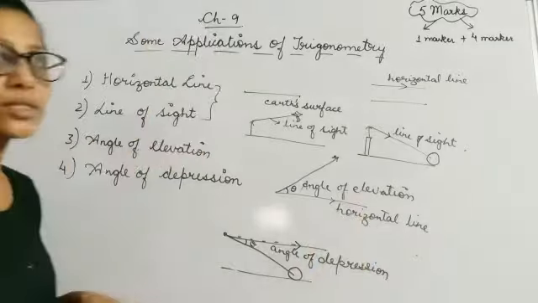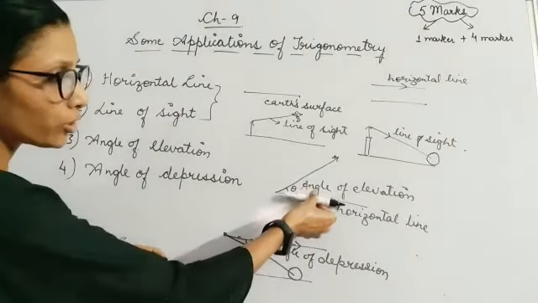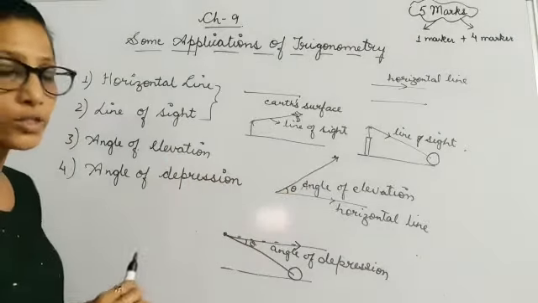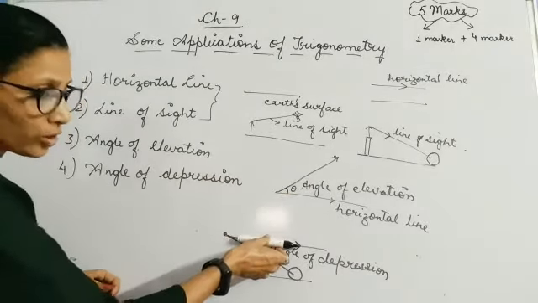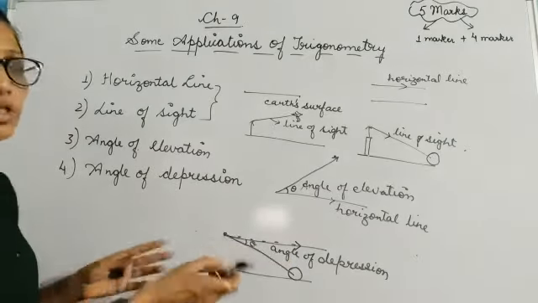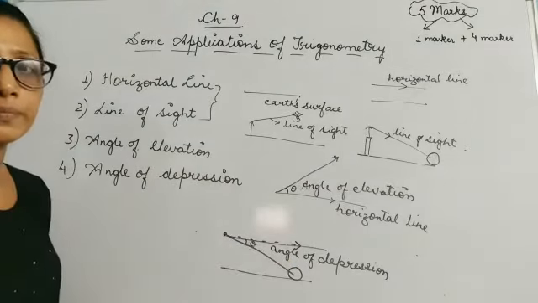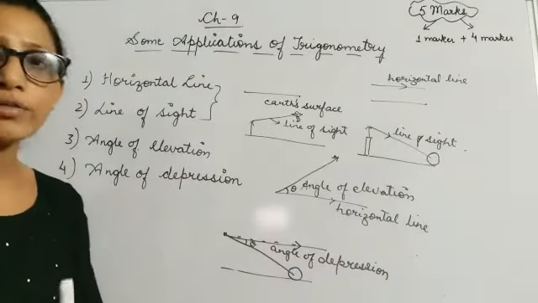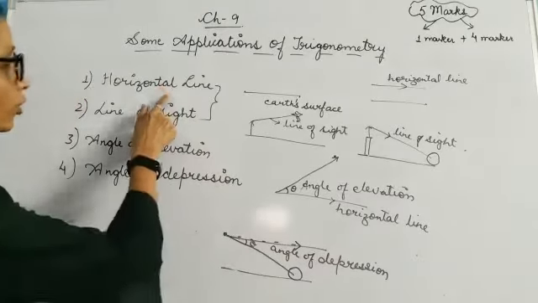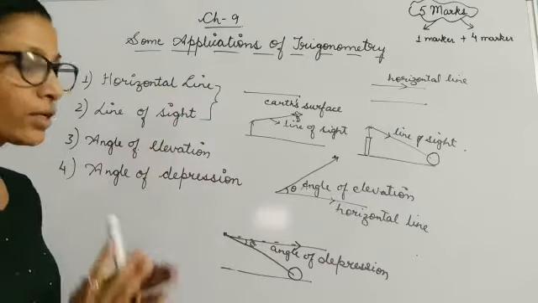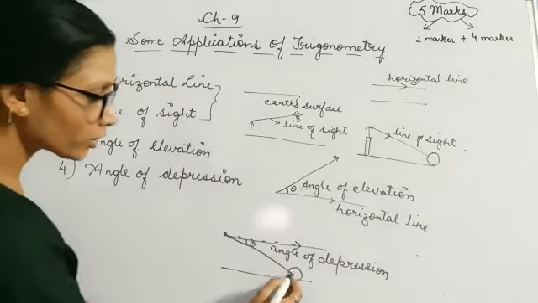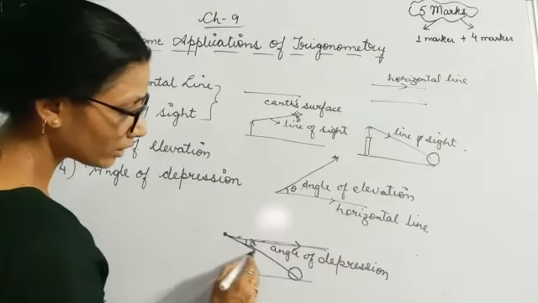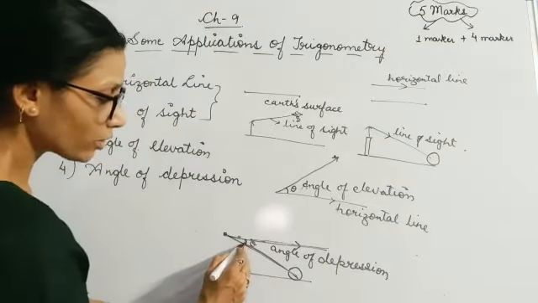Now in both the cases, you look here horizontal line and line of sight is used to make angle of elevation, and here again horizontal line and line of sight is used to make angle of depression. So in both the cases, that is an angle of elevation and angle of depression, we are taking use of horizontal line and line of sight. One more thing, children, here just now I have told you that this is your horizontal line and this is the line of sight, and this is your angle theta.